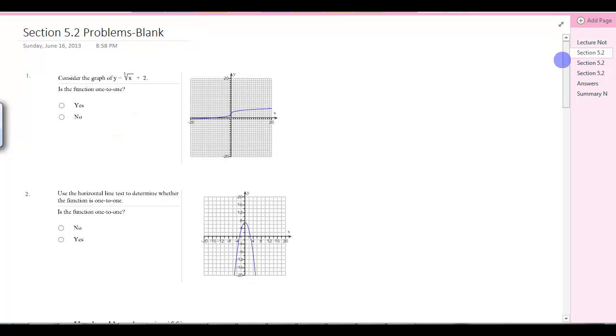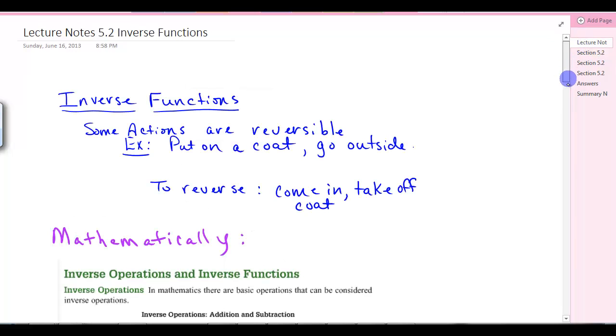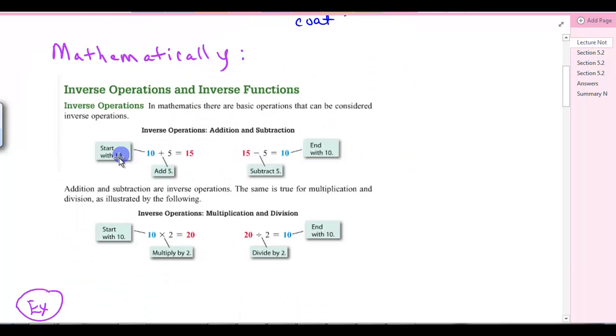Mathematically, let's look at this particular example. We start with the operation 10 plus 5 equals 15. So you start with 10 and you add 5. And so the opposite, you would subtract 5 and end with 10. All right? So addition and subtraction are inverse operations. Same is true for multiplication. Start with 10, multiply by 2, you get 20. Then if you divide 20 by 2, you end with 10.